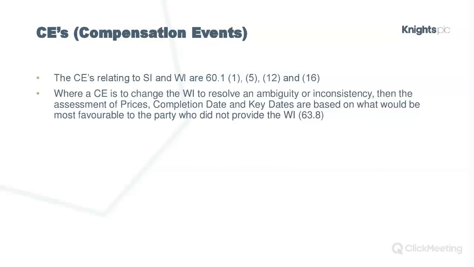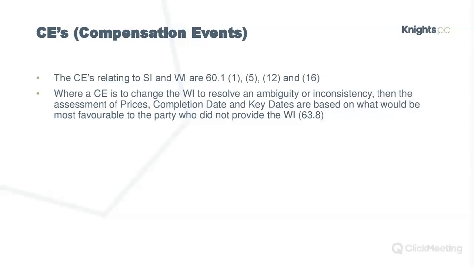So just moving on to the compensation events to look at them. From the other side of the coin, the relevant ones are compensation events. So the clause is 60.1 for compensation events. Don't forget that there are other compensation events in the option X clauses, but we'll touch on them in a minute. They're probably less relevant. But the ones that are relevant to the works information are, as it says here, 1, 5 and 16. Number 12 is relevant to the site information.